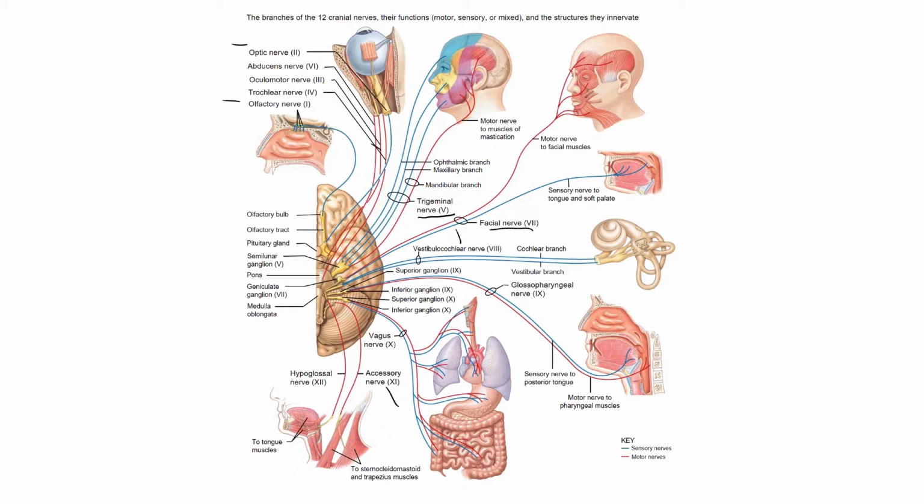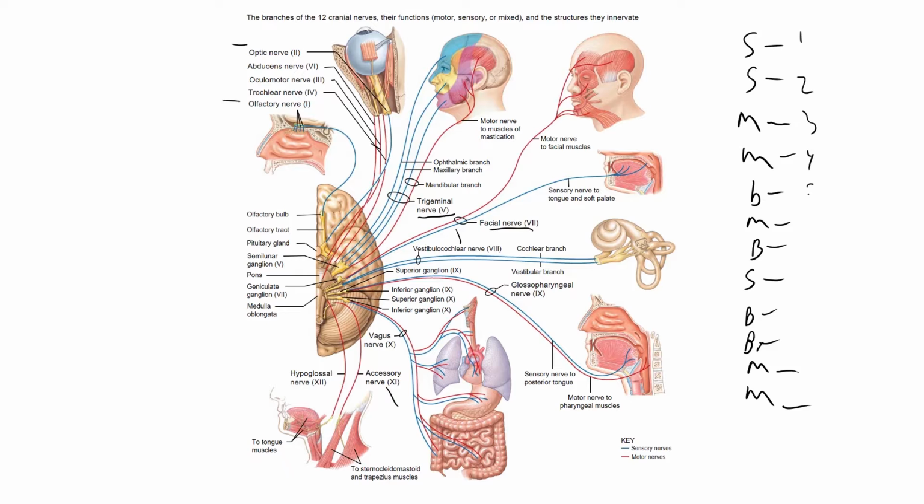So a good mnemonic for this is, Some Say Marry Money, But My Brother Says Big Brains Matter More. So that's sensory, motor, both. Motor, both, sensory, both, motor, motor. So that's 1, 2, 3, 4, 5, 6, 7, 8, 9, 10, 11, 12. So there's your cranial nerves, and their basic function: are they sensory, motor, or both? Some Say Marry Money, But My Brother Says Big Brains Matter More. Hopefully that helps. If not, make your own mnemonic.